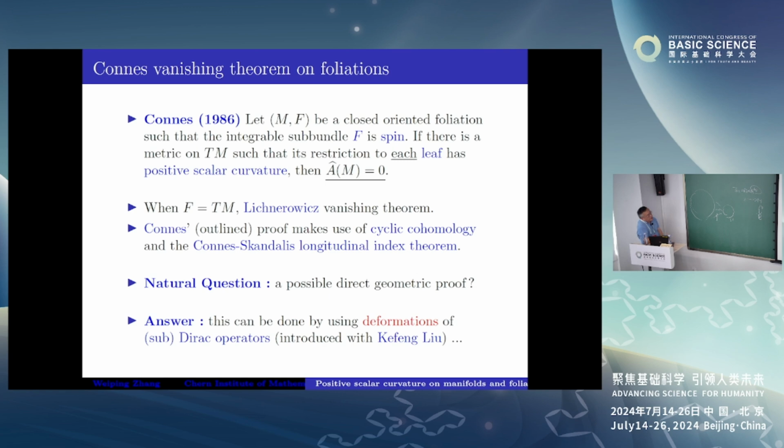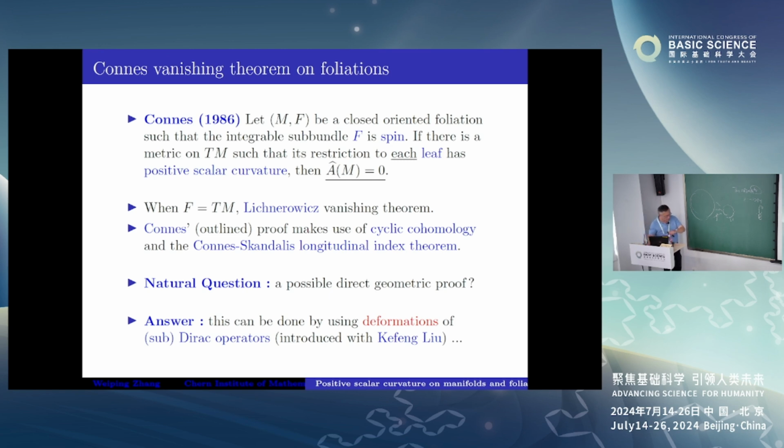Then for geometers, the natural question is whether one can prove the Connes theorem by a direct geometric method. And indeed, I think this question was first proposed to Kefeng Liu by Professor Yau, when Kefeng Liu was then a student of Professor Yau at Harvard. And later when he visited the Nankai Institute, he challenged us.